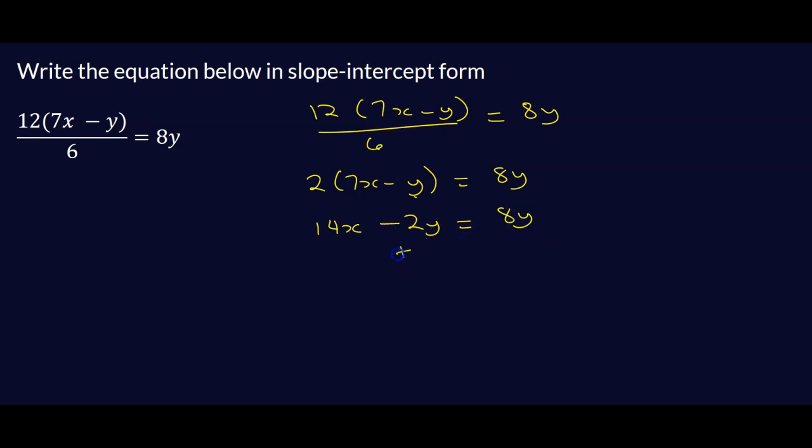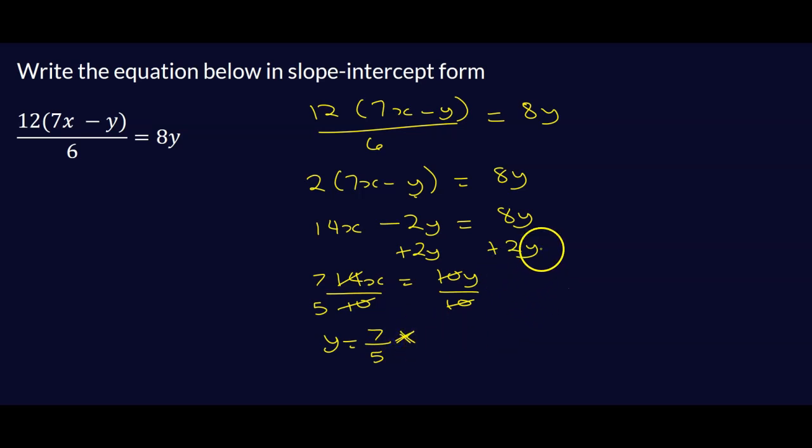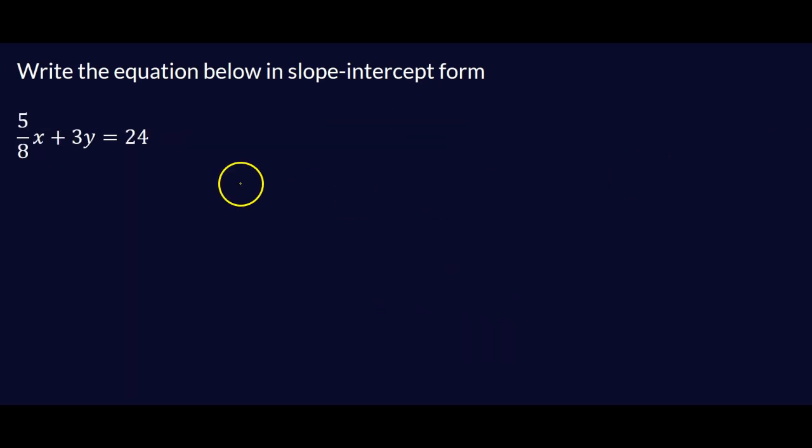We're going to add 2y to both sides. And we have 14x equal to 10y. Now we're going to divide both sides by 10 to isolate y. And we can simplify this: divide by 2, 7, divide by 2, 5. So y is equal to 7 over 5x. There's no intercept here. Well, the intercept here is 0, so you don't need to really write that. That's not necessary. So let's go through a last one.